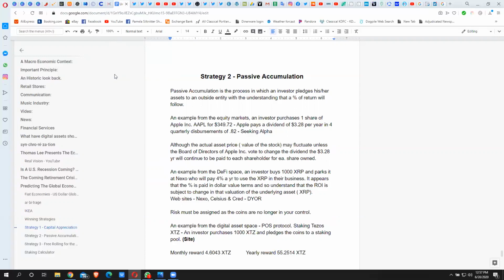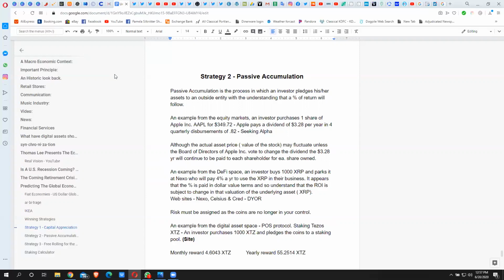Remember, do your own research. Anytime you take your coins and put them somewhere else, you are in a much higher risk situation than if they are contained in your own secure wallet. Just remember that. It's very, very important. Risk must be assigned as the coins are no longer in your control.